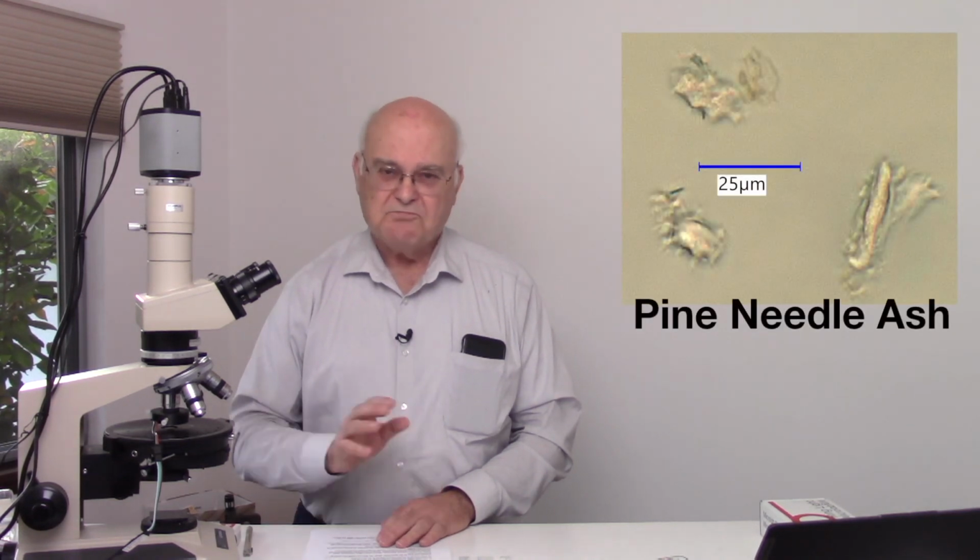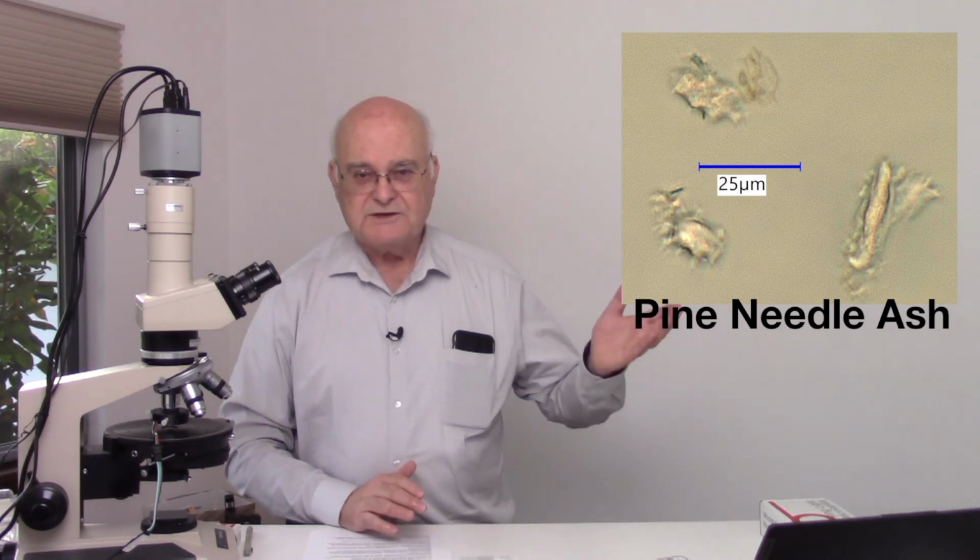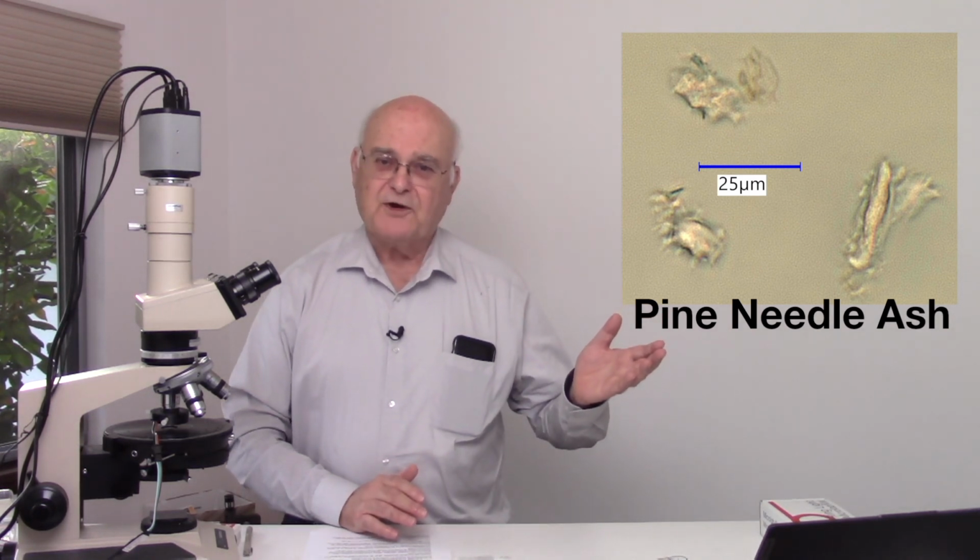Trees also have silica phytoliths, but they're more complex in shape. And we can take a look at some of those too. One example here, you can see very irregular shape.